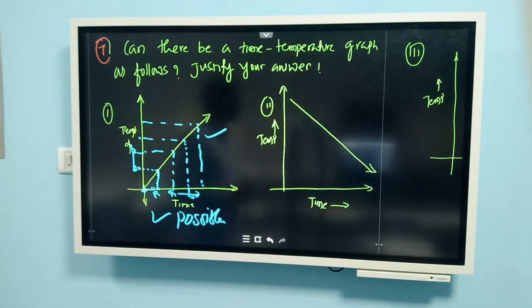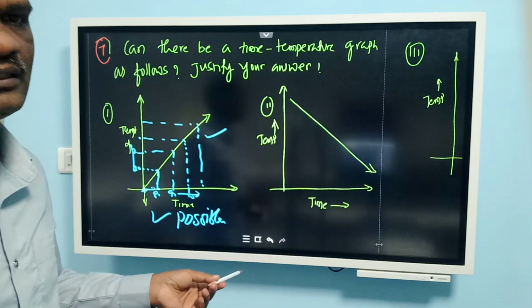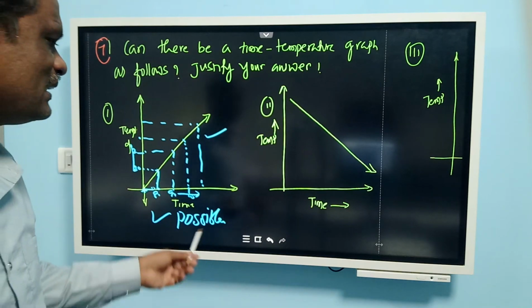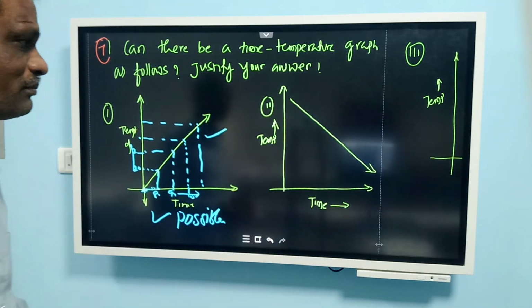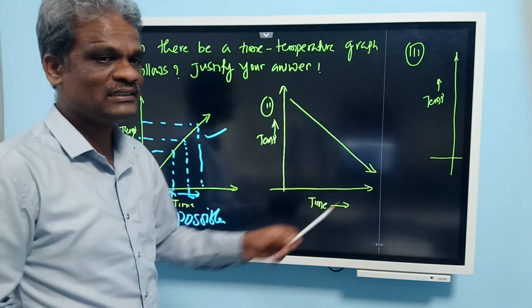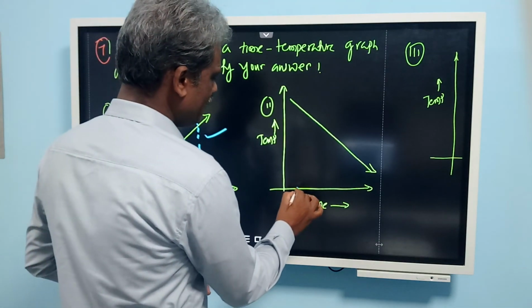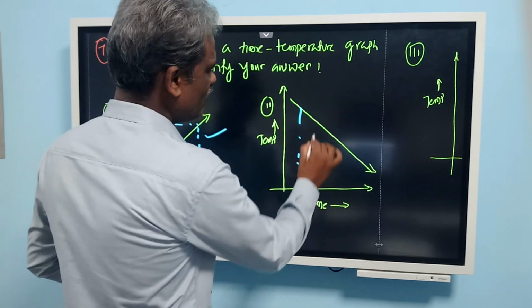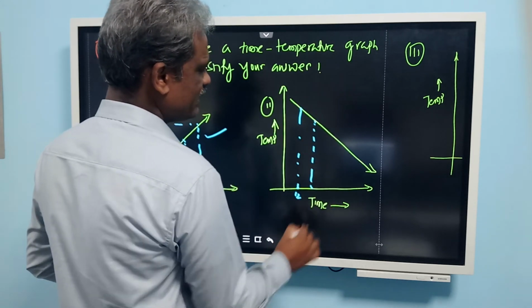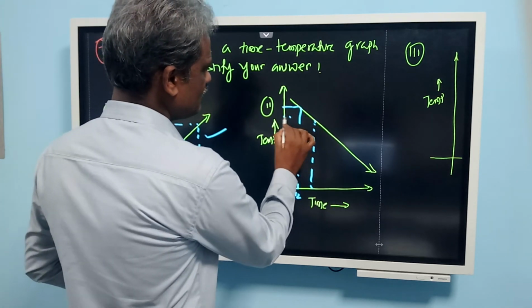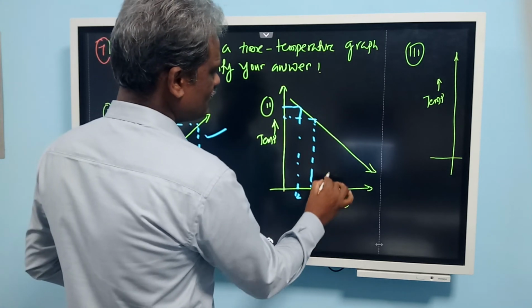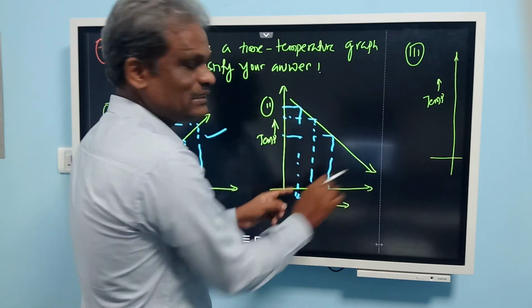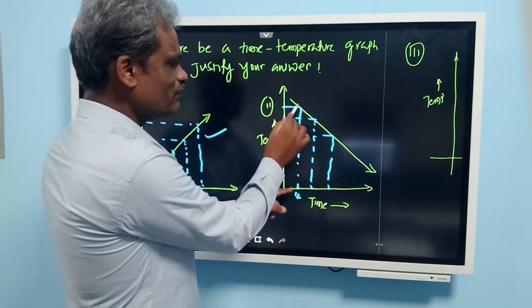Early in the morning it will be less hot, and till noon the temperature will be increasing only. This graph is possible. As the time increases, around maybe 12 noon, the temperature may be maximum here. Then around 1 p.m. it may be decreasing. Again you see this, it is decreasing. As the time increases, the temperature is decreasing. At 12 noon it is maximum.